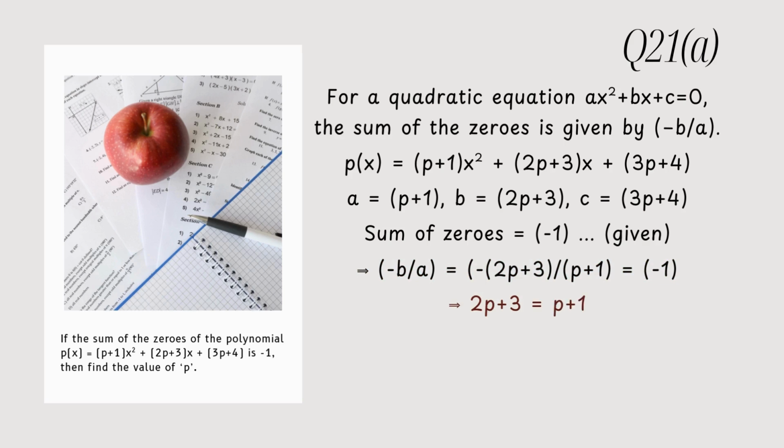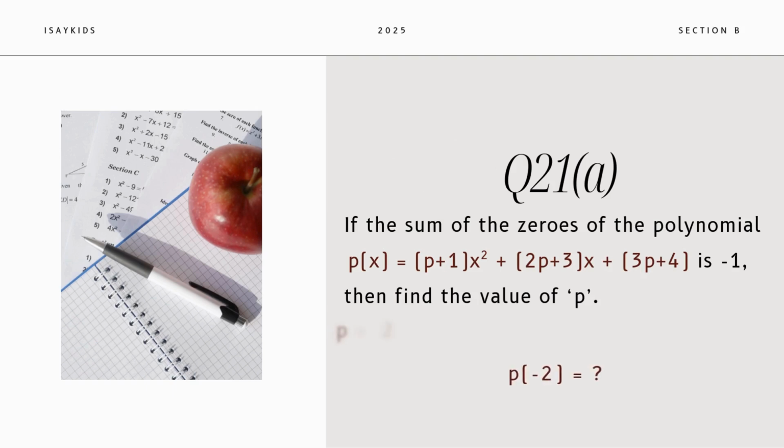Does that make sense so far? Let's work through this together and discover the value of p. This gives us p as negative 2. Thus, p is minus 2.